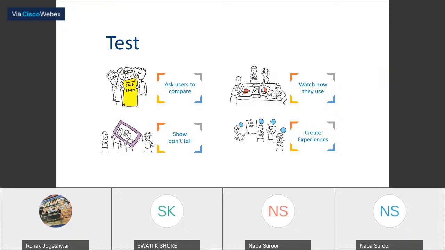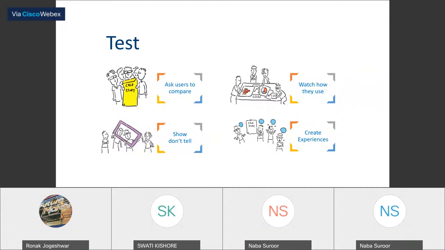Now, the last and I think the most important thing is test. This is where you really need to identify and reflect upon your previous 4 steps. You always go back and ask users to compare. With that, you can cement your understanding of your problem statement. And if you need to slightly modify your problem statement, you can do that as well.